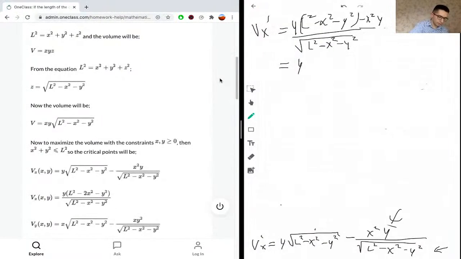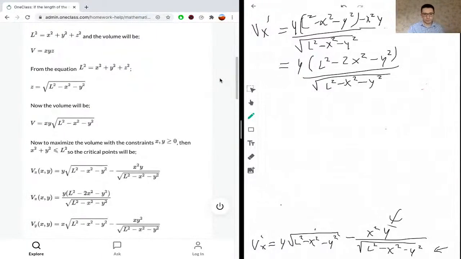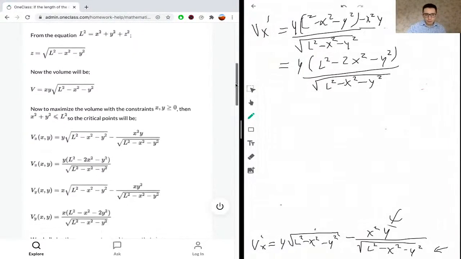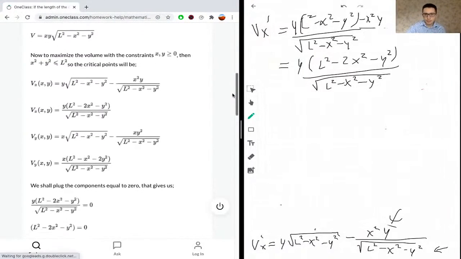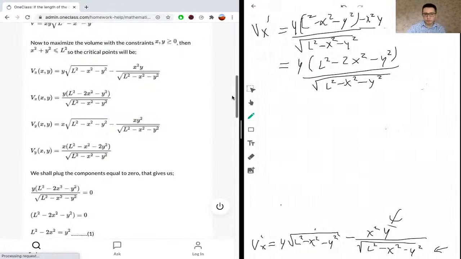So it will be equal to y times the quantity L squared minus 2x squared minus y squared, and the denominator would still be the same, the square root of L squared minus x squared minus y squared. So we found the simple format for the derivative with respect to x.